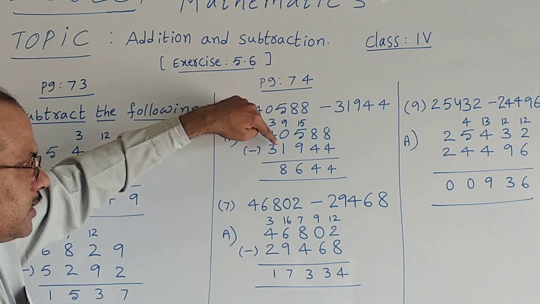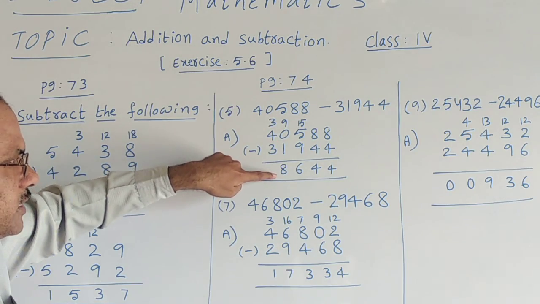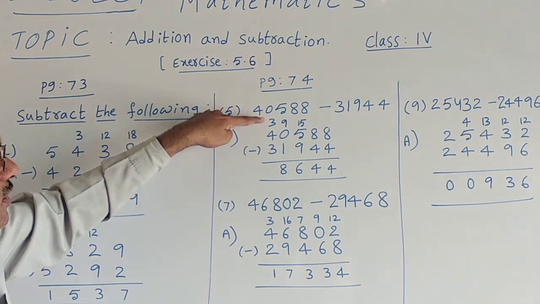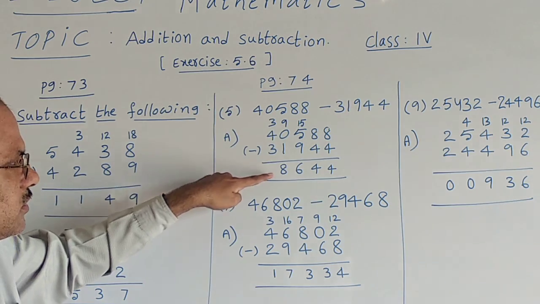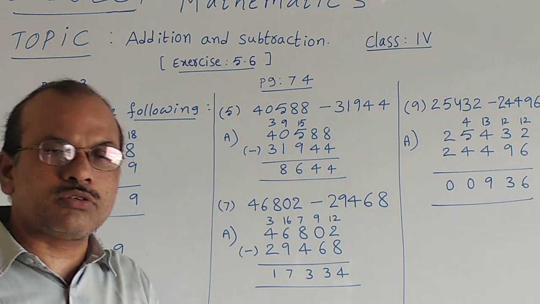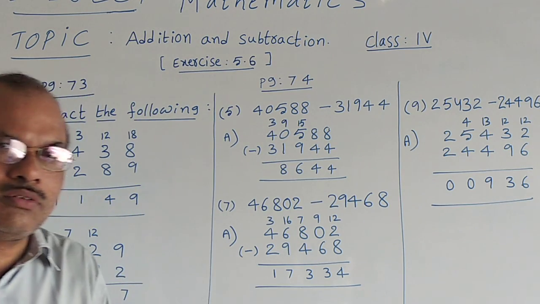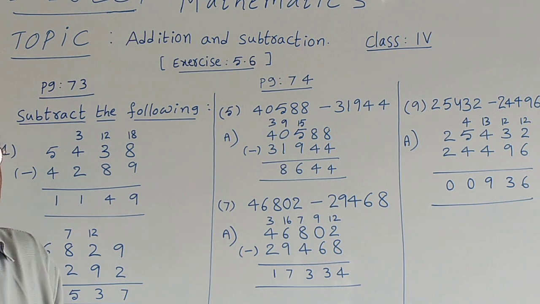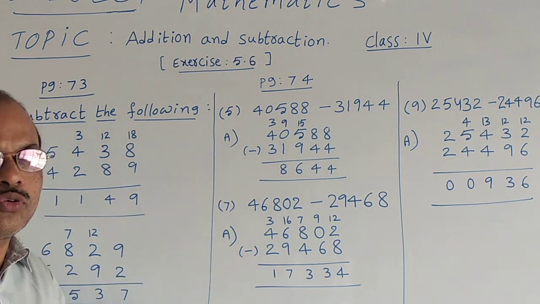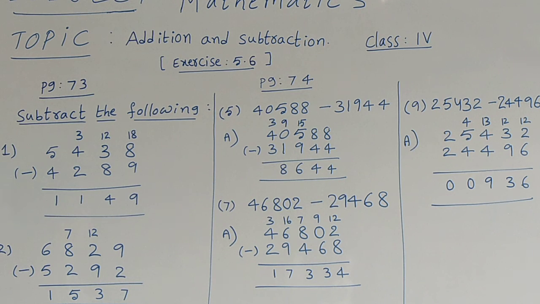9 minus 1 is 8. Here 4 is already given borrow, we said. 4 becoming 3. 3 minus 3, 0 we can write, or simply we cannot write also. Ignore that also, because 0 has no value. Even if you write, no problem. Got some idea? Now 7th question.